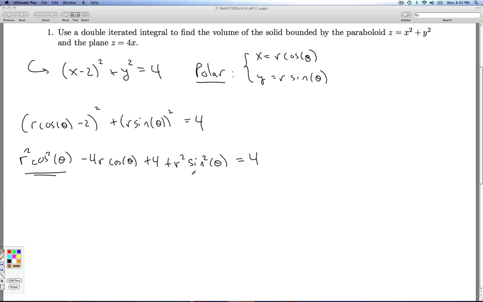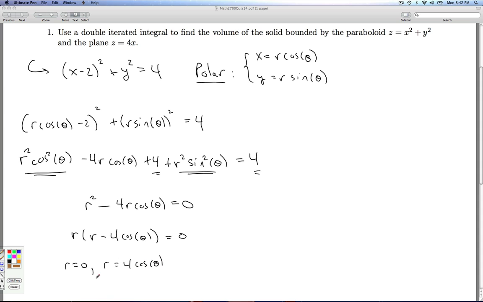I get some Pythagorean magic happening here. r squared cosine squared theta plus r squared sine squared theta, that's just r squared. I have minus 4r cosine theta, and these 4's cancel out. I can factor an r out, and I get either r is 0 or r is 4 cosine theta. Well, when theta equals pi over 2, I get r equals 0, so this is really the polar coordinate conversion for that curve.